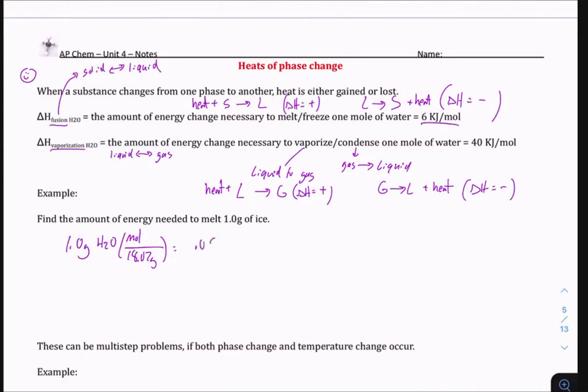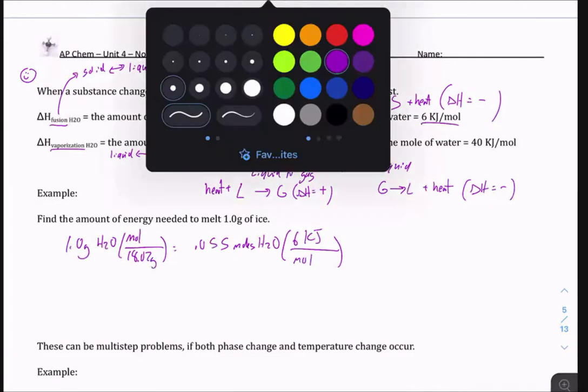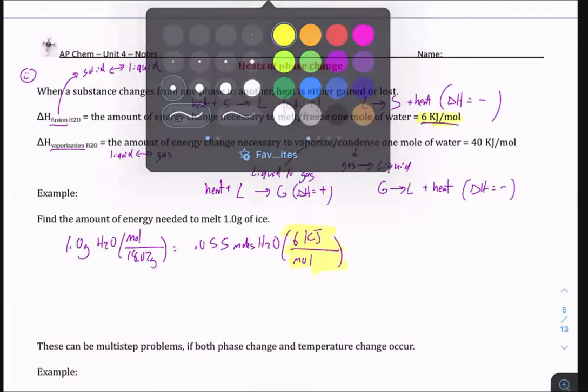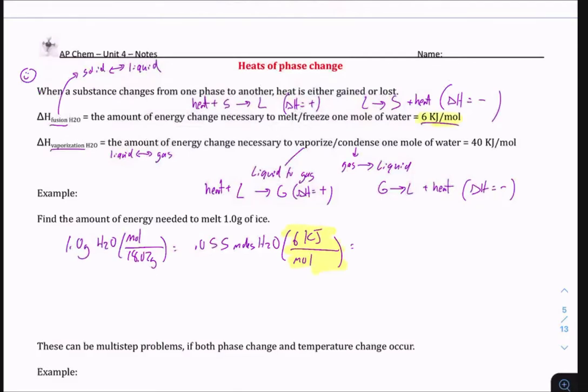So 0.055 moles of water is what we are talking about. And if I'm trying to melt it, I'm going to use the heat of fusion, which is 6 kilojoules per mole. Where did that number come from? Right here. So if I have 1 gram, it's going to require 0.333 kilojoules, or 330 joules.